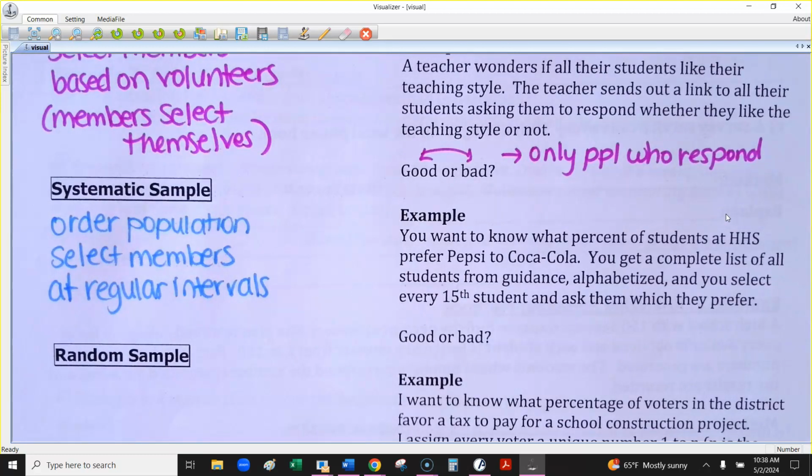All right, so just my little example here. It says you want to know what percent of students here at the school prefer Coke or Pepsi. So you get a list of everybody at the school from the counselor's office, and they alphabetize them. So that would be me ordering it. And then I go through and pick every 15th person as an example. You could do every 5th person. You could do every 10th person. It doesn't have to be a specific number. I just used 15 in my example. But you would somehow organize everybody and then pick at an interval of some kind.